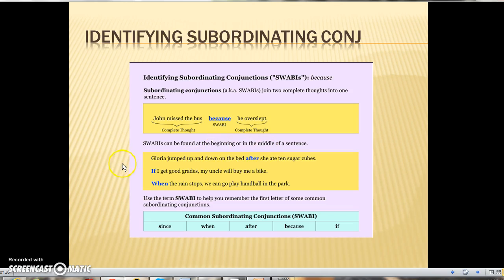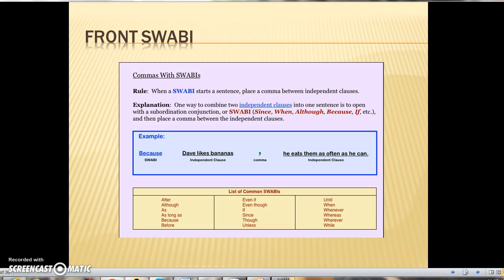So, Gloria jumped up and down on the bed after she ate 10 sugar cubes. If I get good grades, my uncle will buy me a bike. And when the rain stops, we can go play handball in the park. Now, as I just said, you can have front subordinating conjunctions or middle subordinating conjunctions.